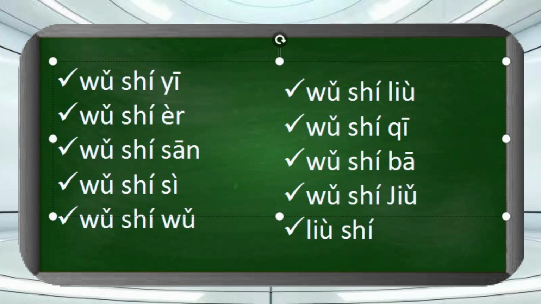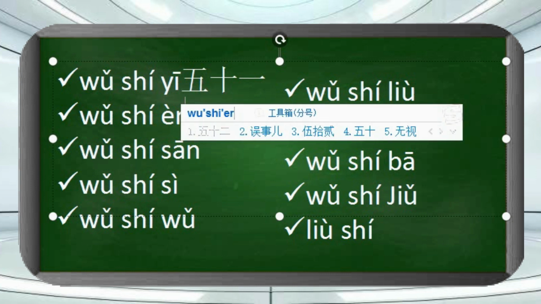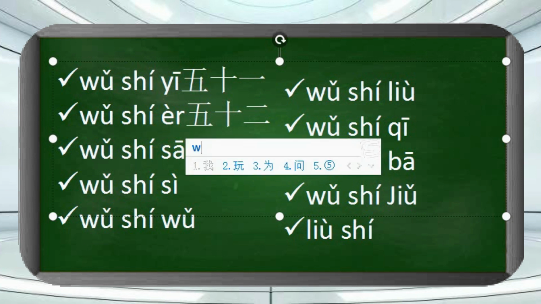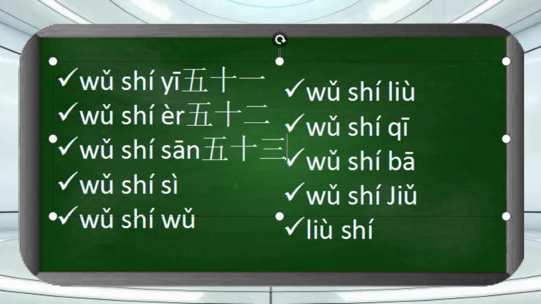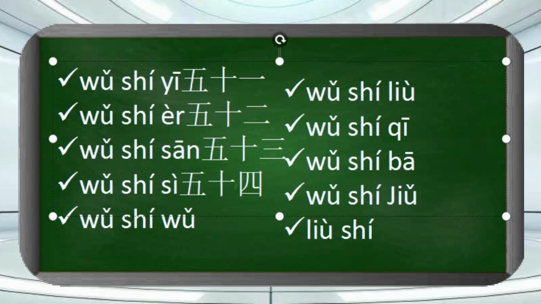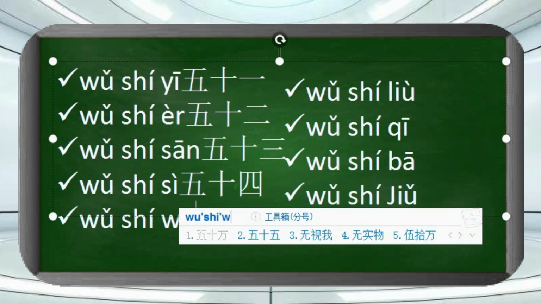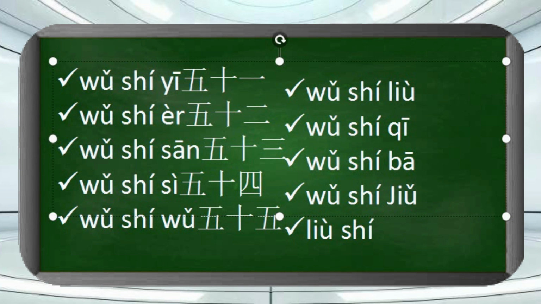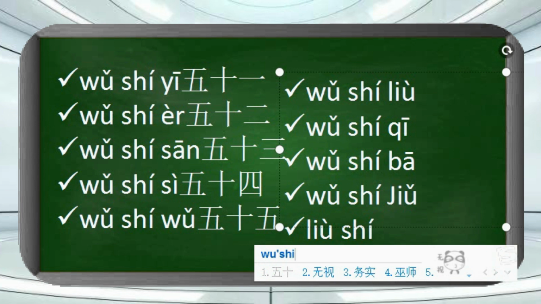Now comes the characters typing session. 五十一 means 51. 五十二 means 52. 五十三 means 53. 五十四 is 54. 五十五 is 55. 五十六 is 56.